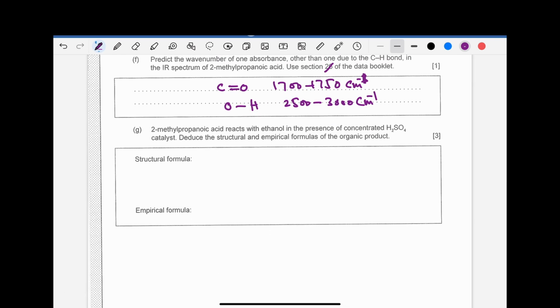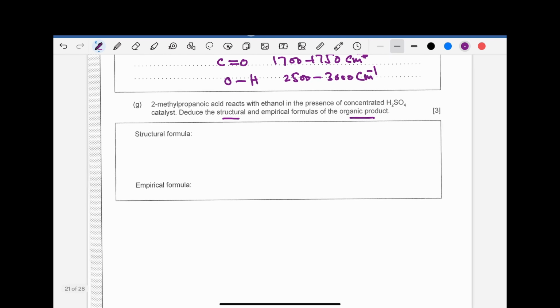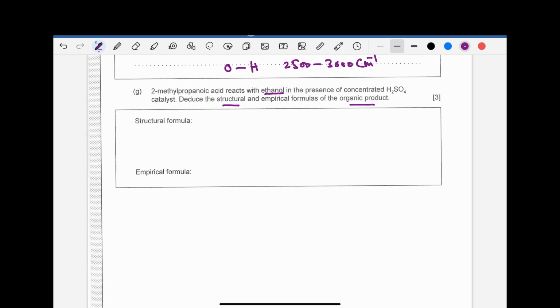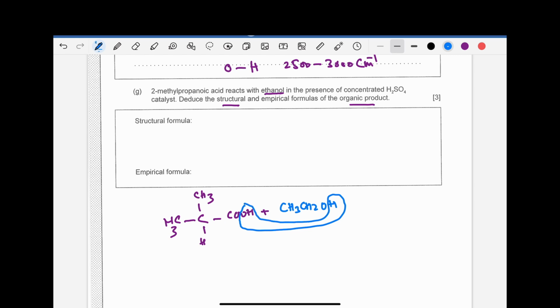2-methyl propanoic acid reacts with ethanol in the presence of concentrated sulfuric acid. Deduce the structure and empirical formula of the organic product. So carboxylic acids, when they react with alcohols, form esters and water. Let me write down 2-methyl propanoic acid here, CH3, CH3, we have H here, we have COOH, then let me use a different color, CH3, CH2OH. So in condensation reactions, OH from the acid and H from the alcohol react together and form water and an ester.